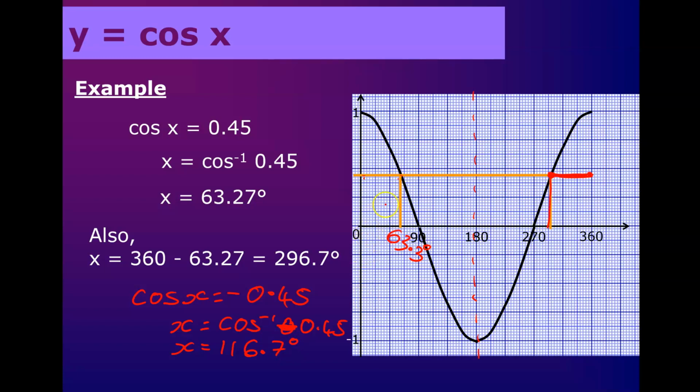So what do we do? 0.45, so it's going to be about there. So that value there is 116.7. Well, it's symmetrical, so actually you can do 360 take away that value, so your other value is going to be 360 minus 116.7, and that will give you the other value, okay, which is 243.